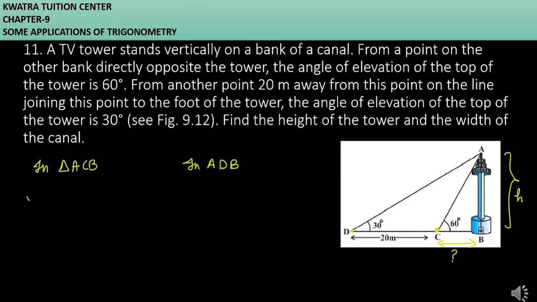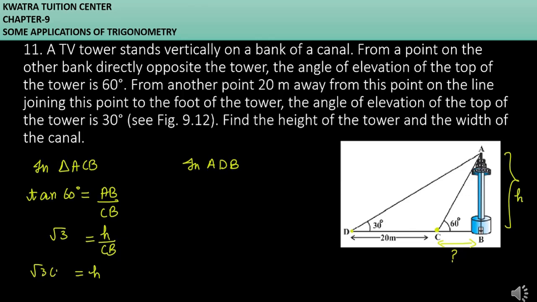Now in ACB, we only need the perpendicular and the base. So which ratio should we use? It must be tan. It is AB over CB. Let us take AB as H. Let CB be CB only. What is tan 60? Root 3. So what will be the value of H from here?